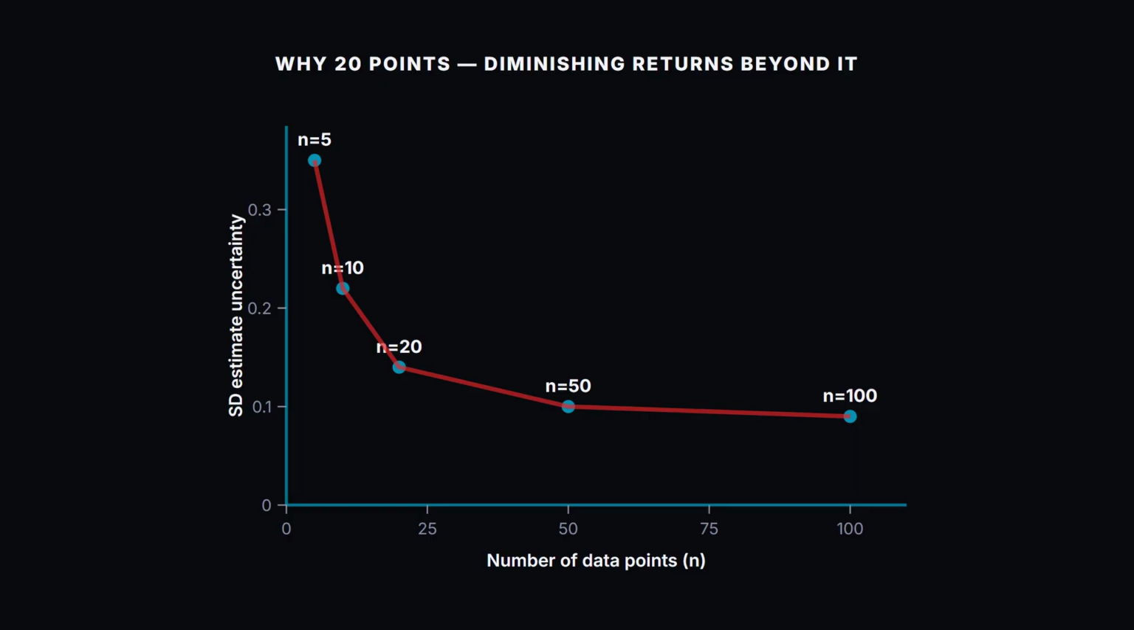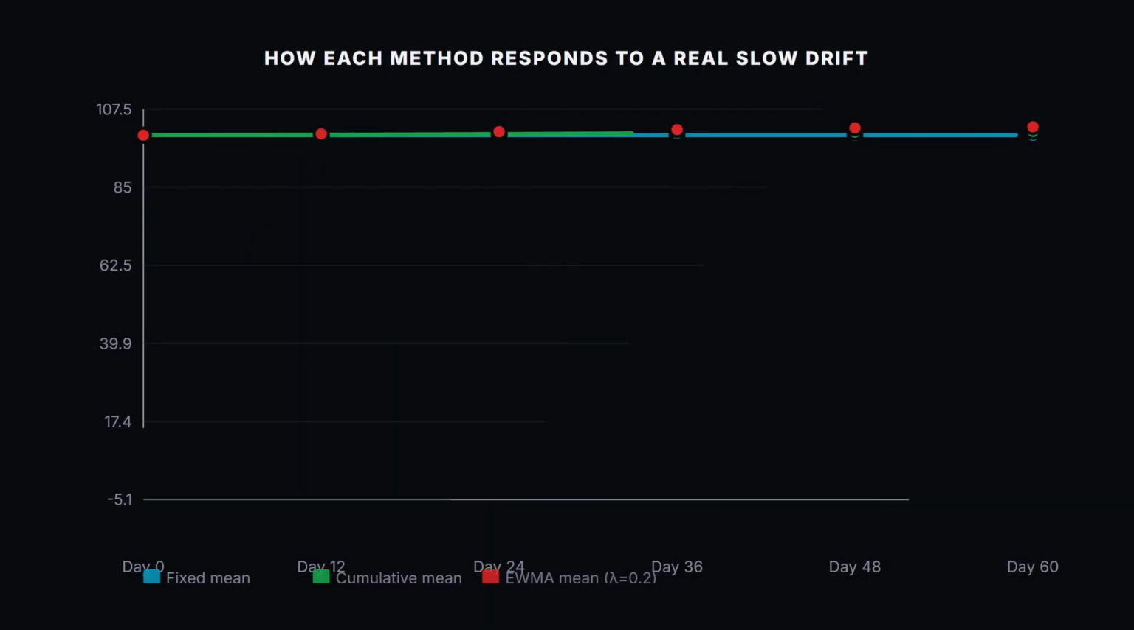Plotted side by side against the same 60 days of real data, the difference is visible immediately. The fixed mean stays perfectly flat, the cumulative mean drifts very gradually, and the EWMA line visibly bends to follow a genuine slow upward trend within the first 2 to 3 weeks of it starting.